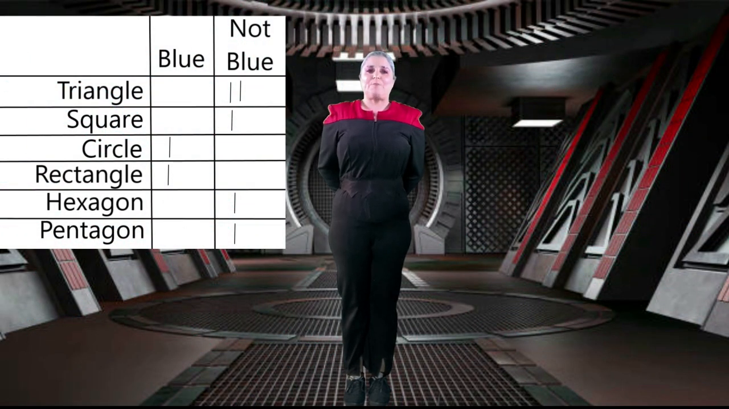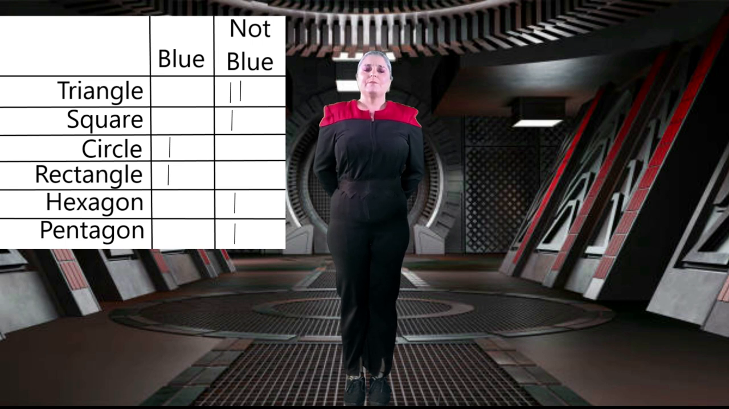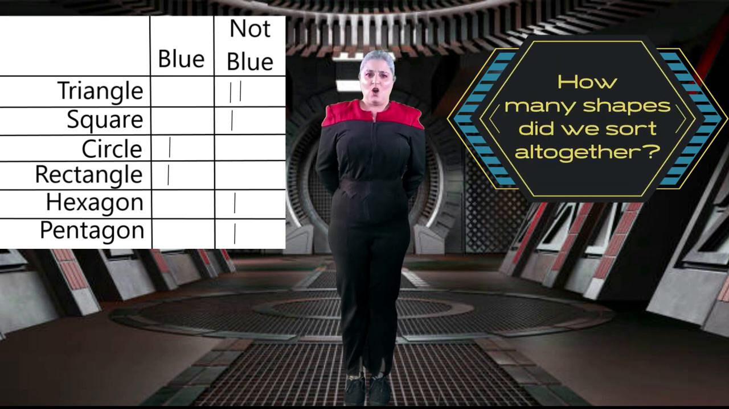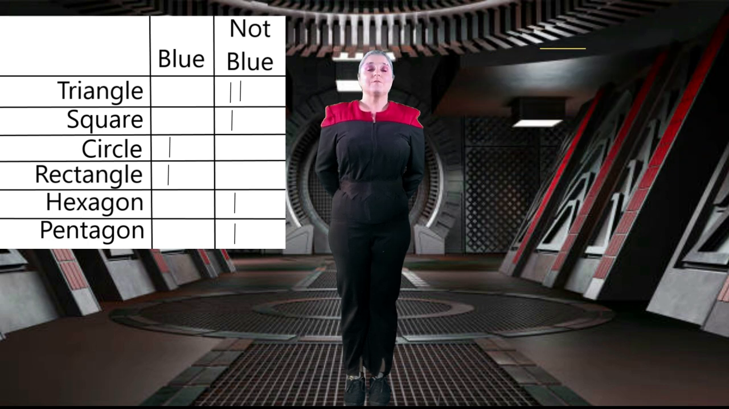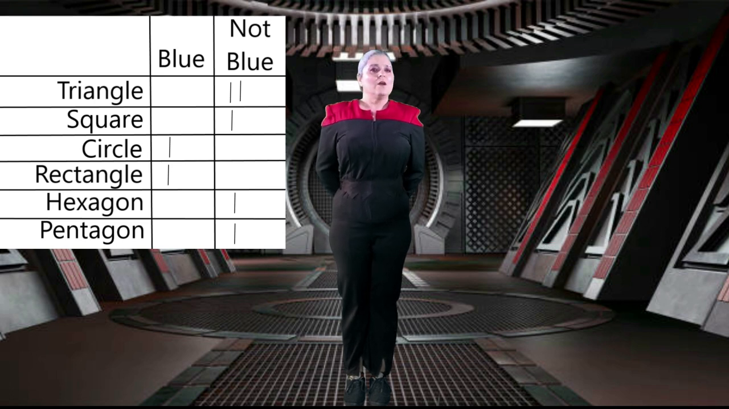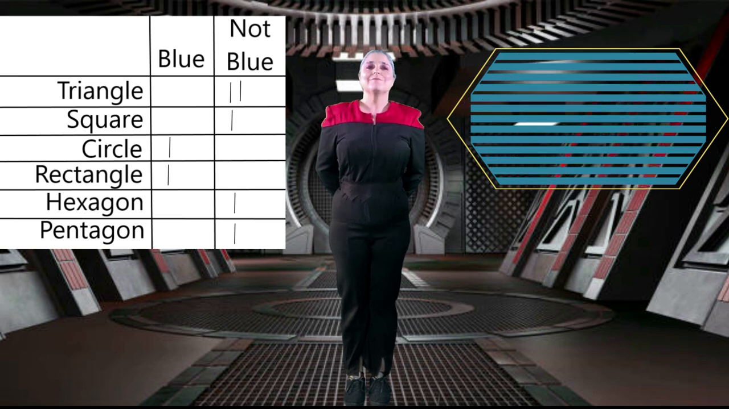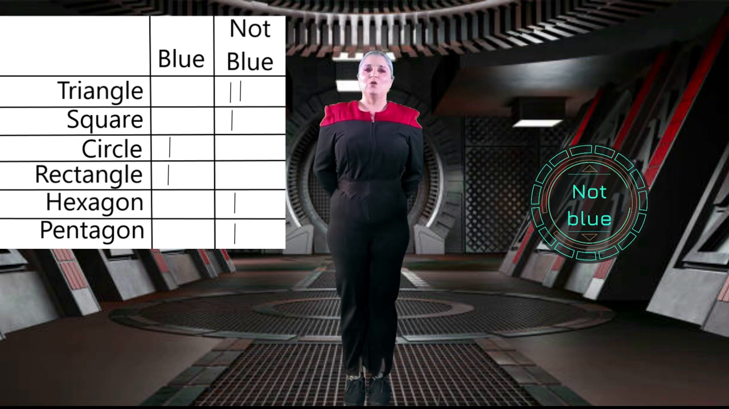So, Space Cadets, we have established that there are in fact 5 not blue shapes and 2 blue shapes. I have some questions for you. How many shapes did we sort all together? Very good. We sorted 7 shapes all together. Which group was the larger? The blue group or the not blue group? Excellent. The not blue group.